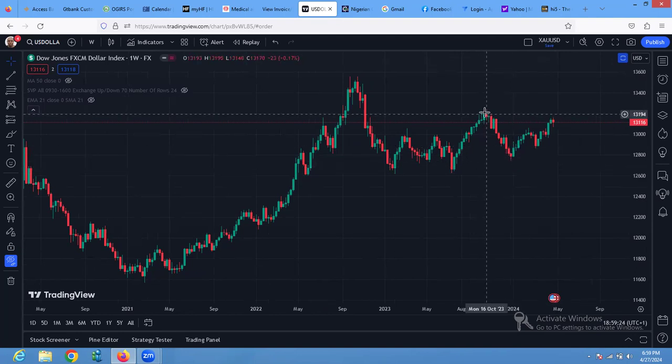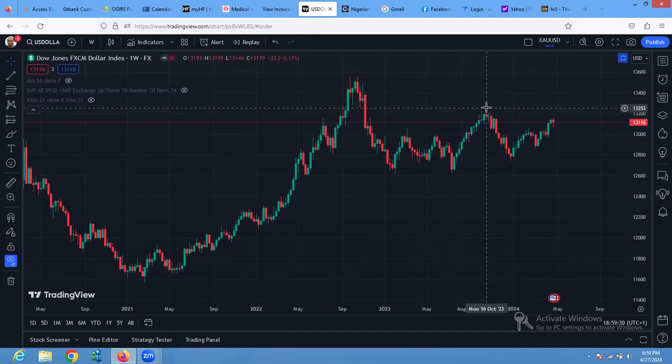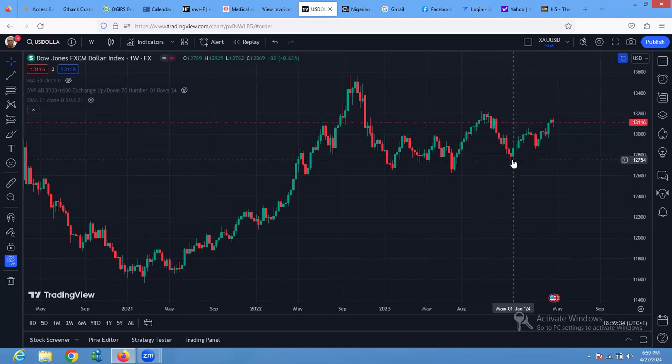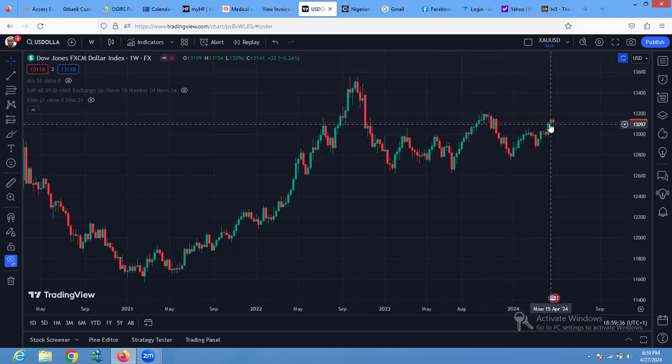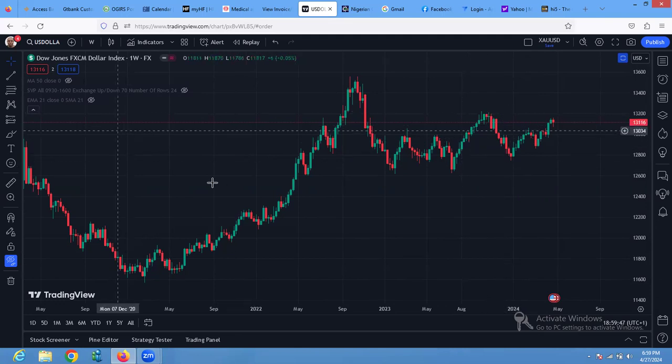Now, we are saying that this is the end of a correction here. And we are told that this is an ABC, which is an extended flat here. And we saw this as the first impulse to the downside. And these are done like a three-wave, which looks like a corrective wave to the upside, which we don't expect to break this top. And that is what we've done so far.